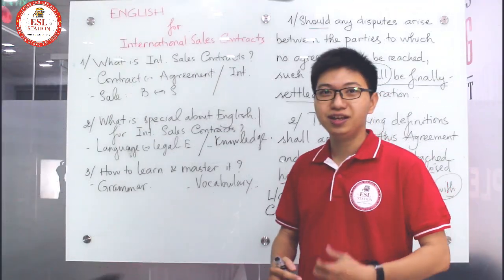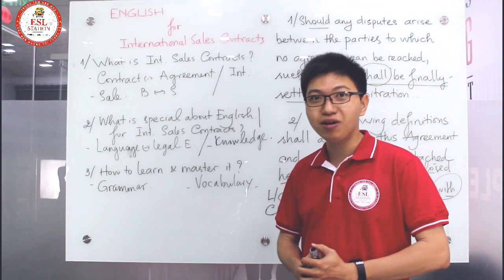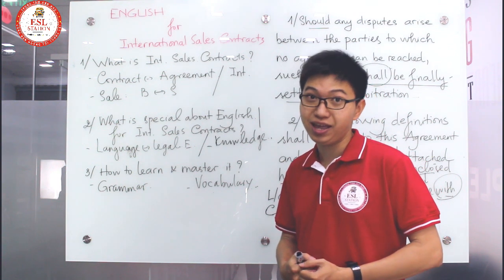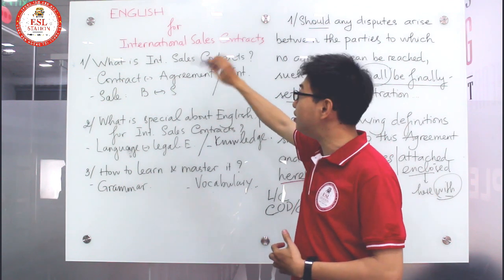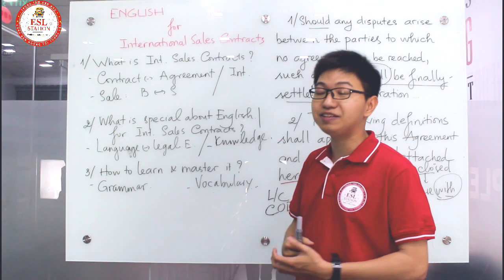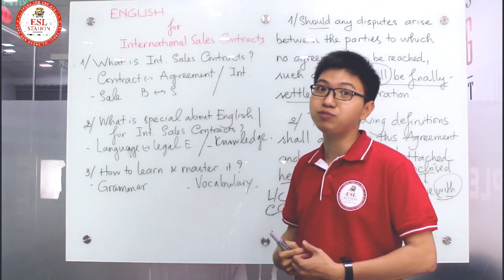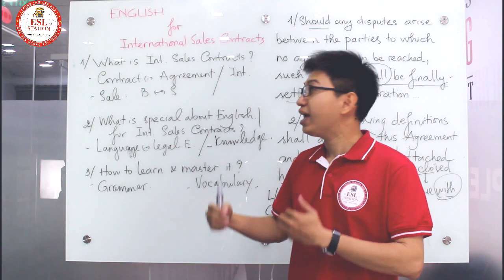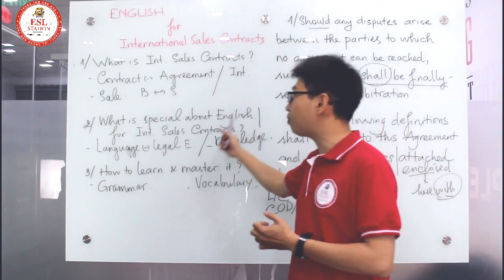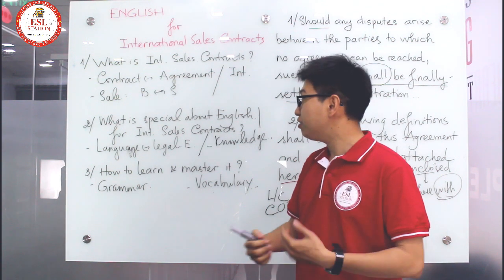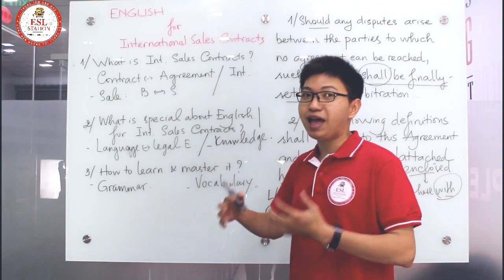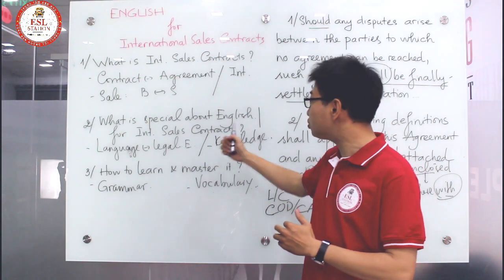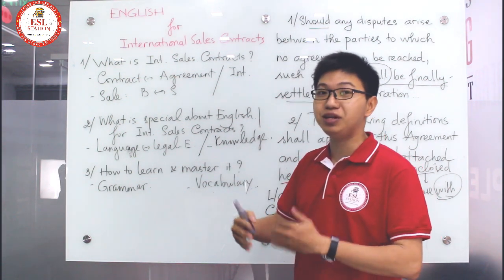So in conclusion, during the limited time of this video, I have just presented to you the basic points relating to English for international sales contracts. Firstly, I introduced the basic definition of an international sales contract. Please bear in mind that this is an agreement between a buyer and seller who come from two different countries, and they discuss delivery, payment, and other terms. Next, I talked about the special points of English for international sales contracts. The first is that the language of this contract has some features of legal English. And second, in order to master it, you should have knowledge relating to international business.